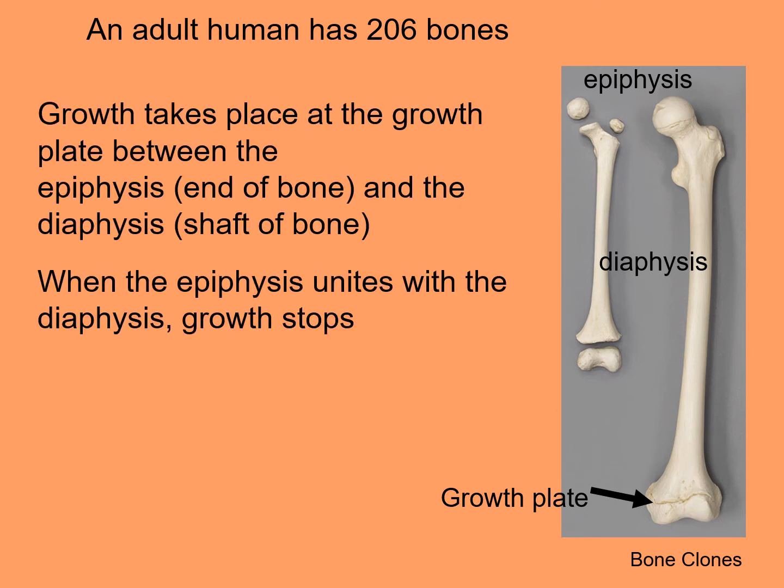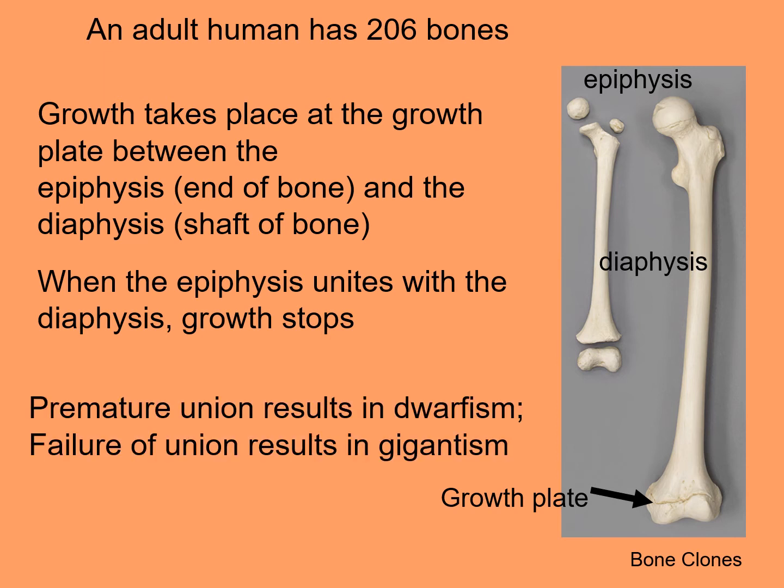So growth takes place at the growth plate between the epiphysis, the end of the bone, and the diaphysis, the shaft of bone. And when the epiphysis unites with the diaphysis, growth stops. Premature union results in dwarfism. Failure of union results in gigantism.